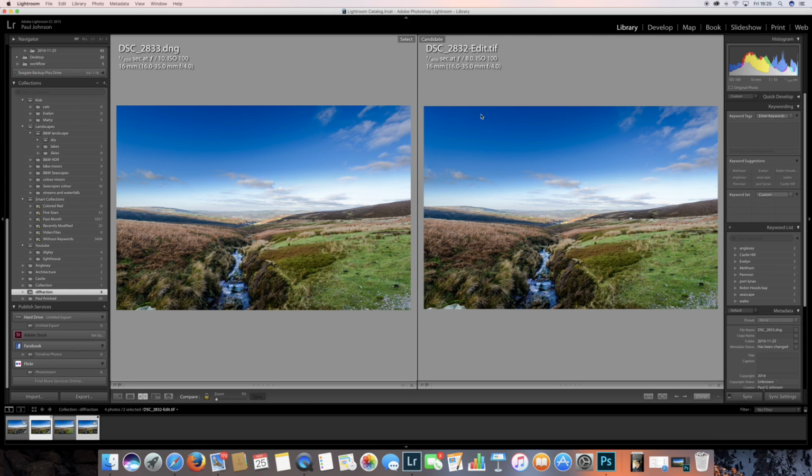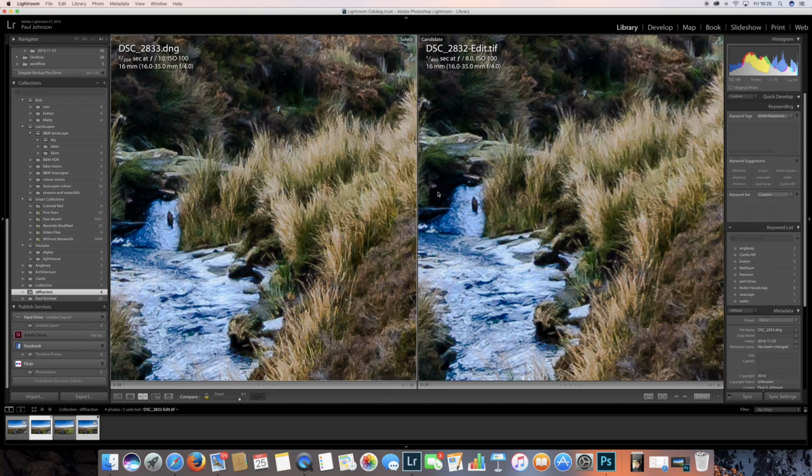Ignore this on the right where it says f8. I don't know why that's happened. It's when I put it through Lightroom, but you can see that the file numbers are virtually identical, so they are from the same group of pictures. I'm not cheating.